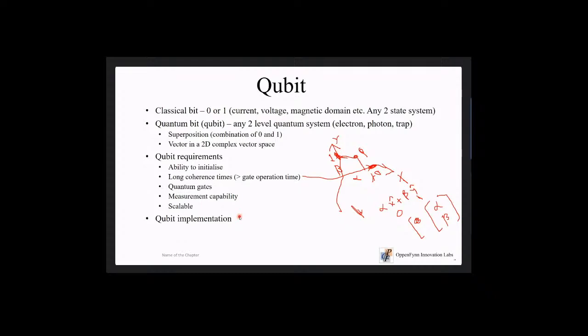So these are things that we looked at yesterday. These are the various implementations of qubits that I had mentioned. We will look at each of these in a little bit more detail.